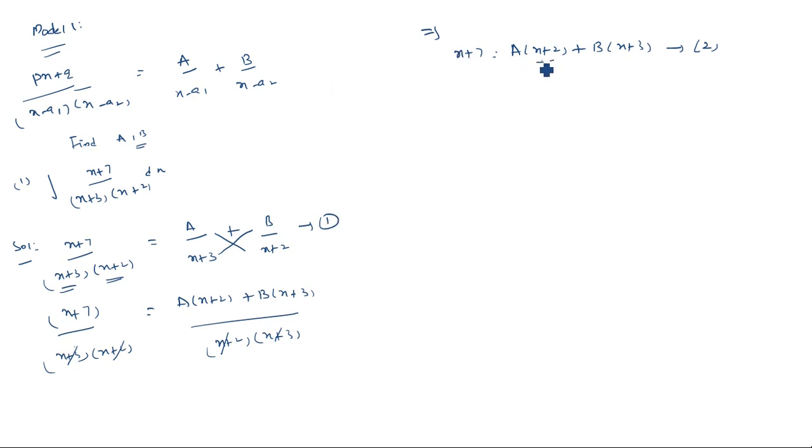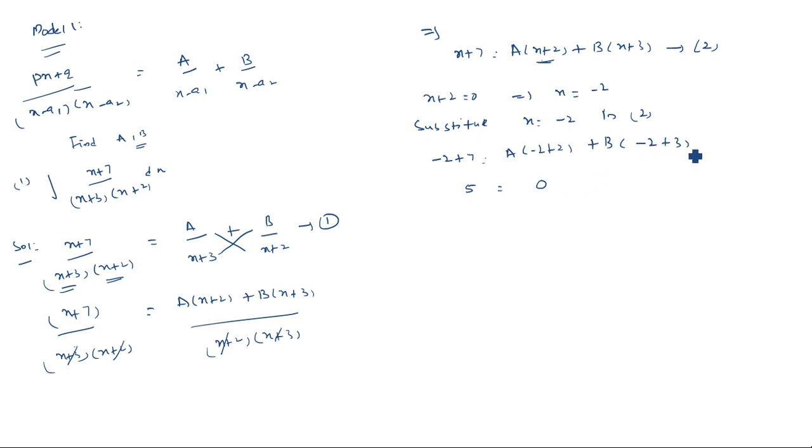First we take that x plus 2 is equal to 0. From that, x equal to minus 2. That means substitute x equal to minus 2, so that is nothing but minus 2 plus 7 is equal to a into (minus 2 plus 2) plus b into (minus 2 plus 3). This is nothing but 5 is equal to, this value is equal to 0, and we have minus 2 plus 3, that is nothing but b. So finally we get that b is equal to 5.